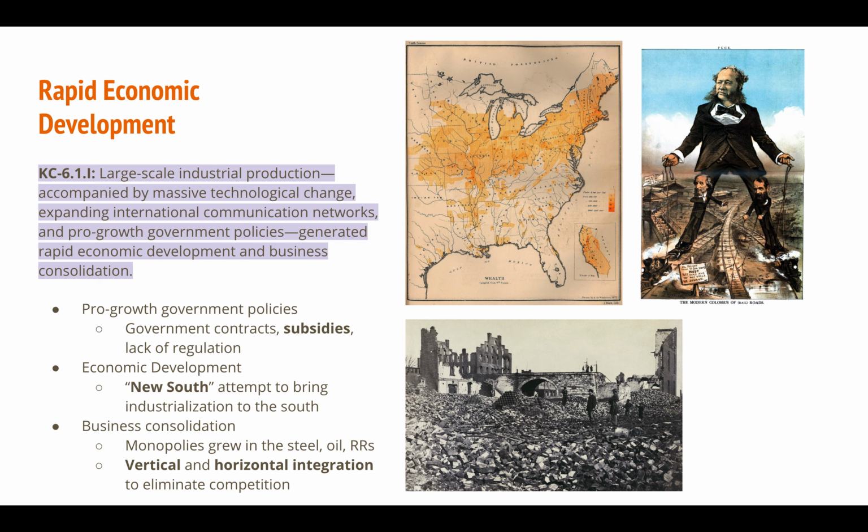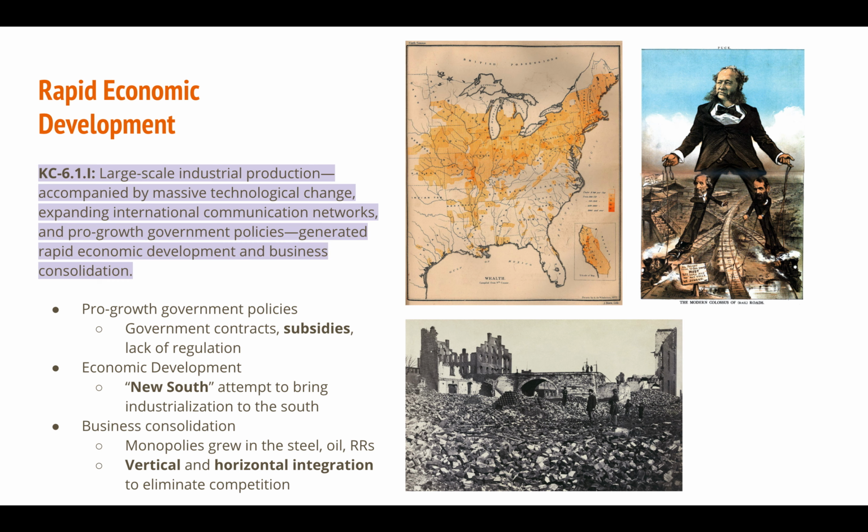All right, large-scale industrial production accompanied by massive technological change, expanding international communication networks, and a pro-growth government policy which generated rapid economic development and business consolidation. So pro-growth government policies that we see are government contracts given to private companies, government subsidies given to especially the railroads in the form of land grants, and a lack of regulation.